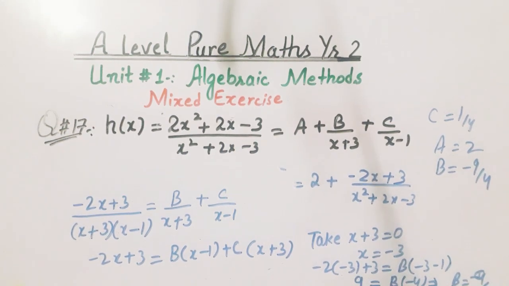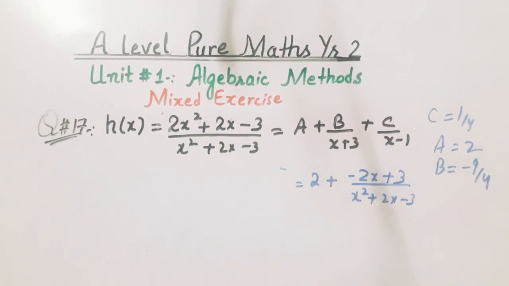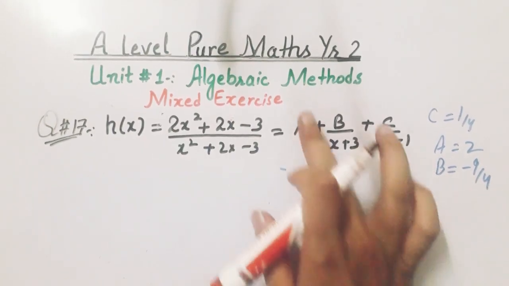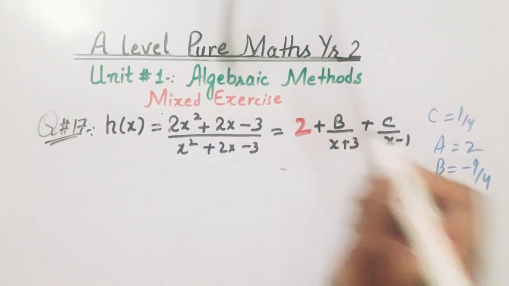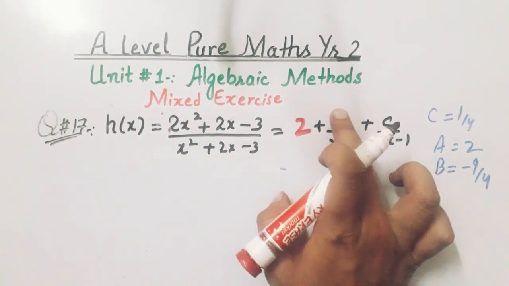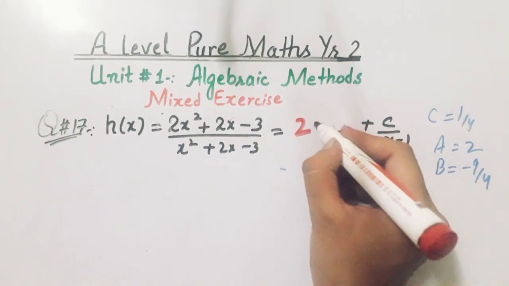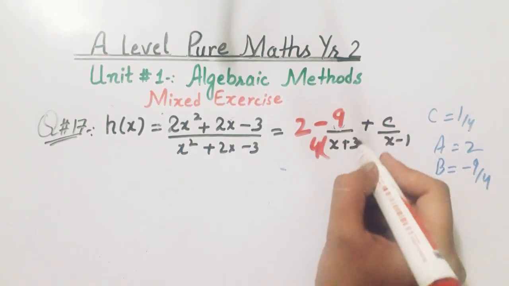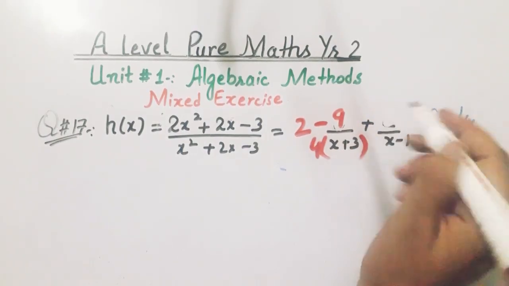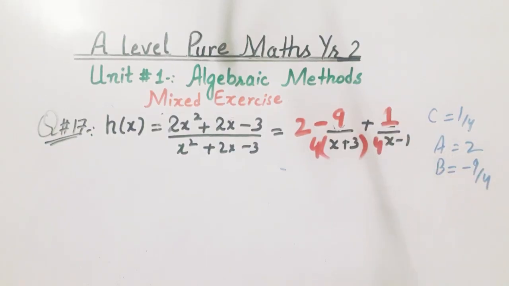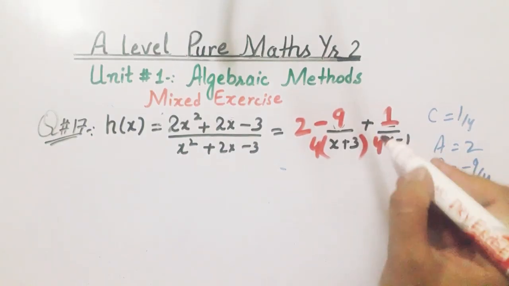Now substitute all these values to get the final answer. So the final values are: a is 2, b is minus 9 by 4 and c is 1 by 4. So this is the answer.